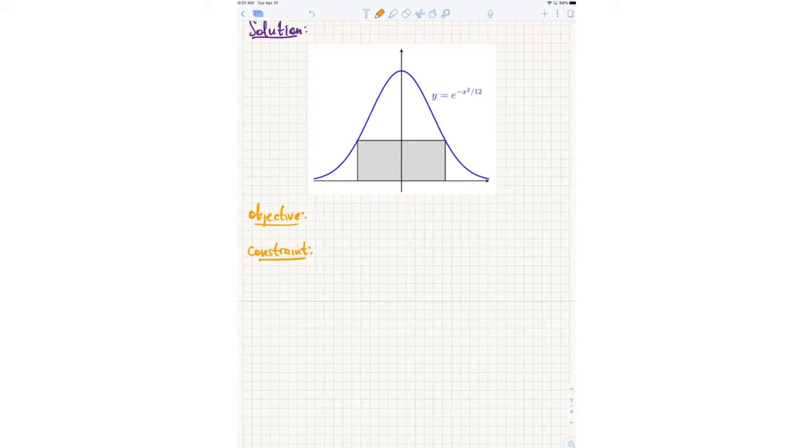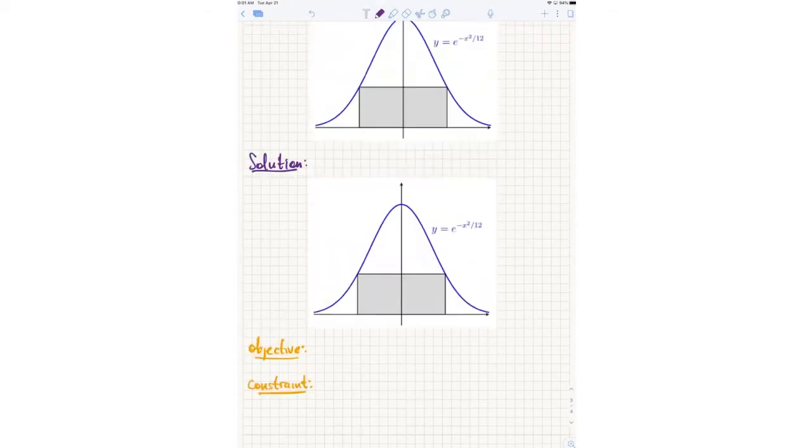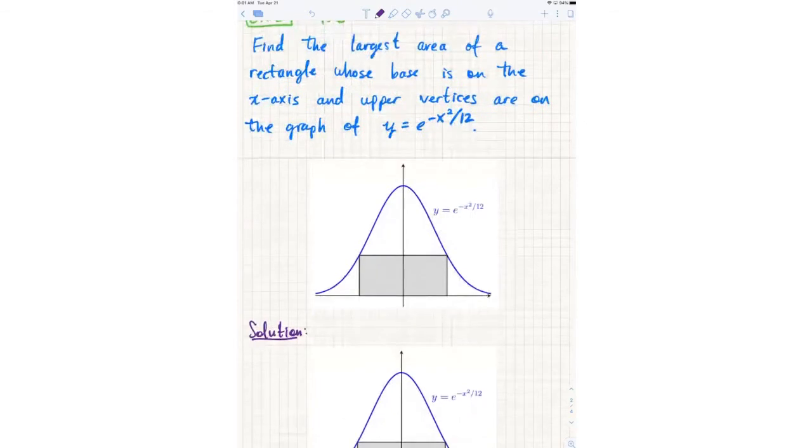So what are we thinking for the objective function? So the area of the rectangle, right? So the objective is the area of the rectangle. Why is that the objective? It says find the largest area, right? For the objective, you're always looking for what you're maximizing or minimizing. So you're looking for these superlative words, right? You're looking for largest, cheapest, most economical, least amount of fencing, right? You're looking for those superlative words.